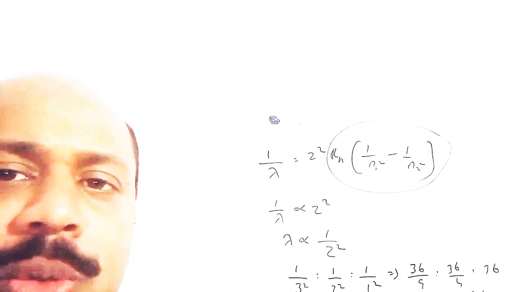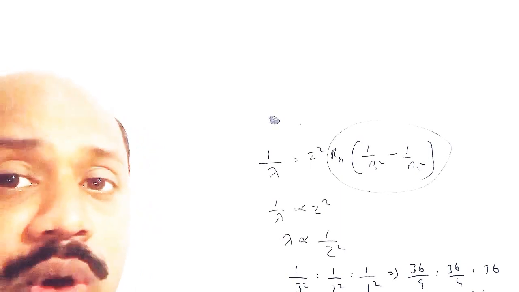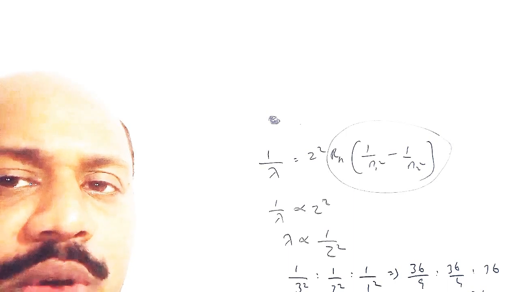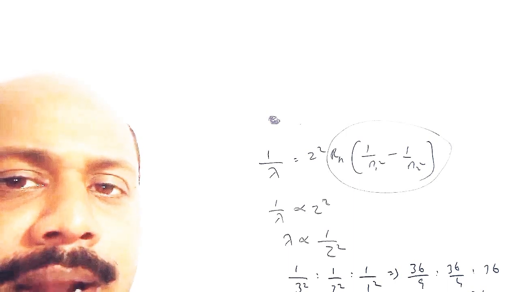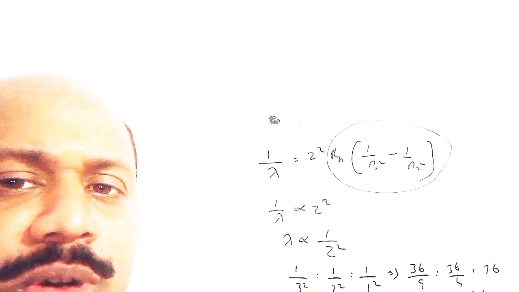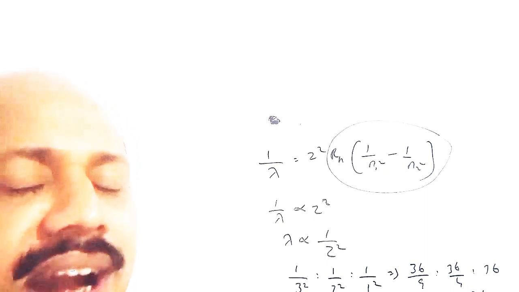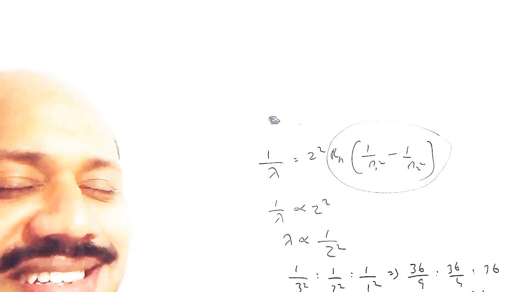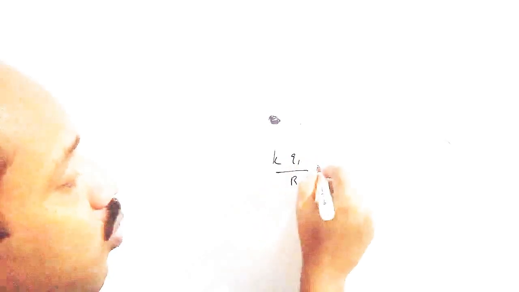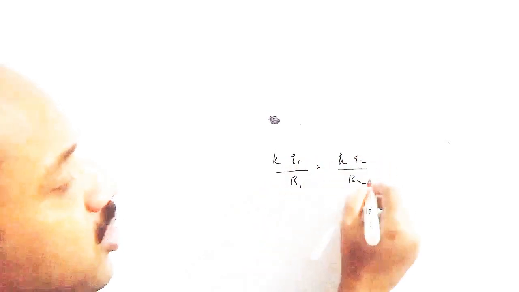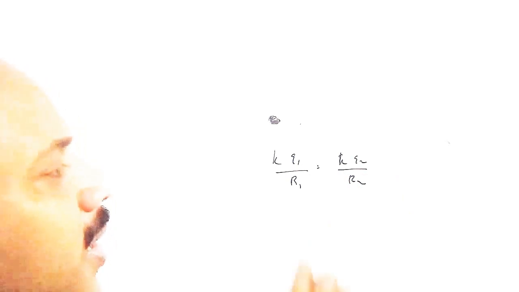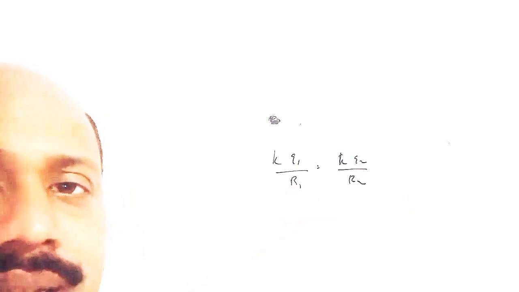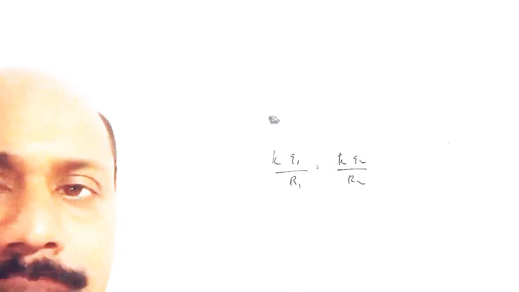9th one. Two metallic spheres of radii R1 and R2 are connected by a thin wire. If Q1, Q2 are the charges on the two spheres, then Q1 by Q2 is equal to R1 by R2. After connecting them, their potentials should be equal, right? If 1 by 4 pi epsilon 0 is taken as K, now the potential K Q1 by R1 is equal to the potential of the second one, K Q2 by R2. Then Q1 by Q2 is equal to R1 by R2. That's answer 2.